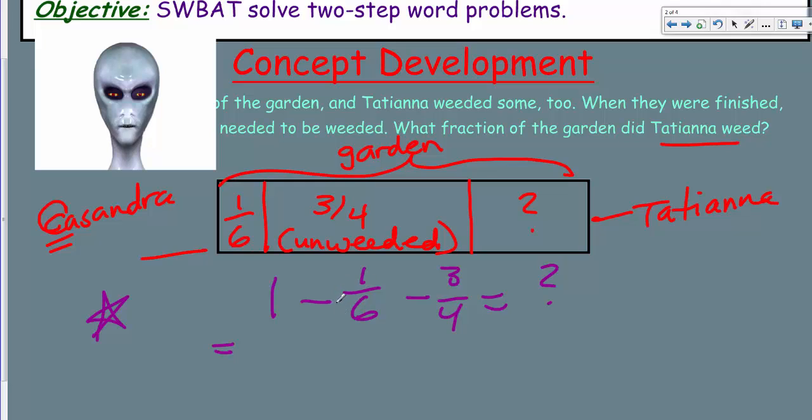1 minus 1/6, that lets you know that how many would be left over would be 5/6. Does that make sense? 5/6 plus 1/6 would be our whole. So we just kind of subtracted that. Now we're going to subtract our 3/4, and of course that's going to give us the amount that Tatiana did. Okay, we'll write her name here.